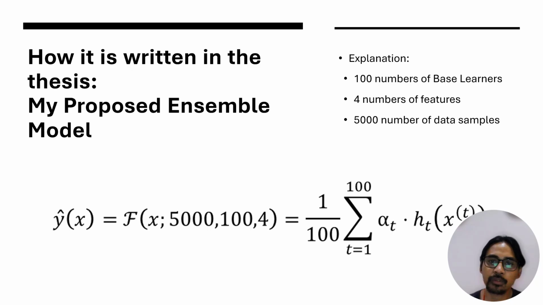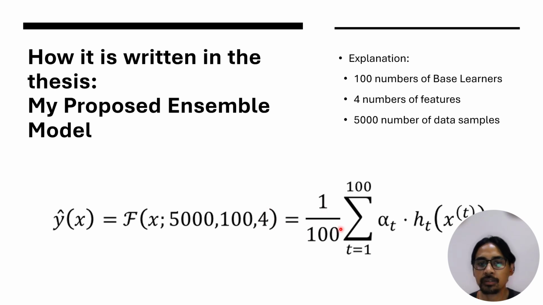For example, you are using it for a data set which contains 5,000 data samples. And inside that data set, there are 4 features. And you are using an ensemble model that consists of 100 base learners, which you got from optimization. So you don't write down the previous equation, but now you can write down y is a function of x, where f is a function of x, and 5,104, which is the number of data items, the number of base learners and the number of features.